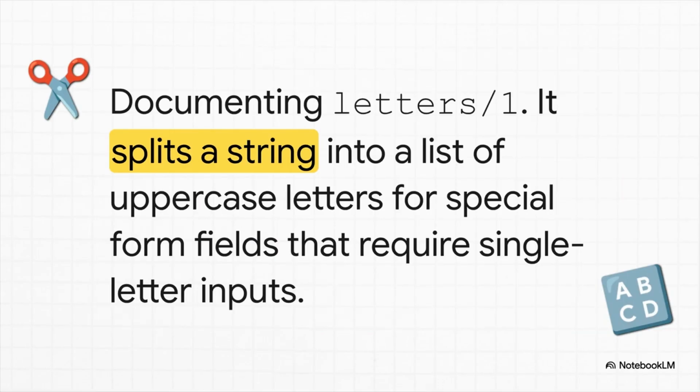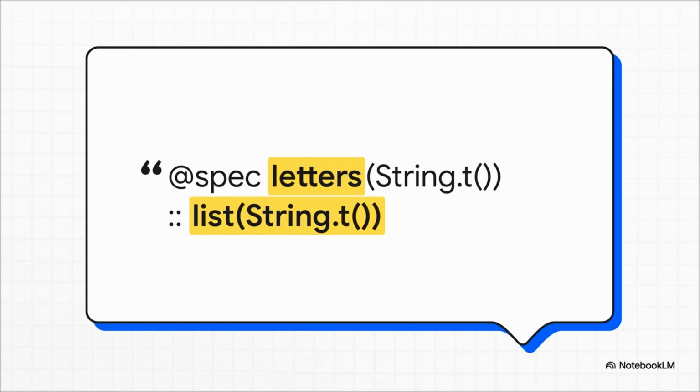Next up for task 3, we're looking at a function that takes a string and splits it into a list of uppercase letters. You know, for those forms that have one box per letter. Another weird office rule that needs a quick explanation. And the type spec for letters is just as straightforward. It takes in a String.t and gives you back a list where every single item inside is also a String.t. Anyone looking at this knows exactly what to expect.